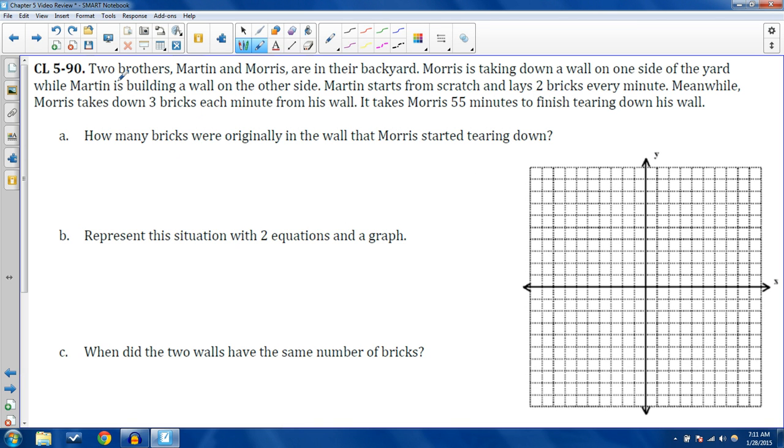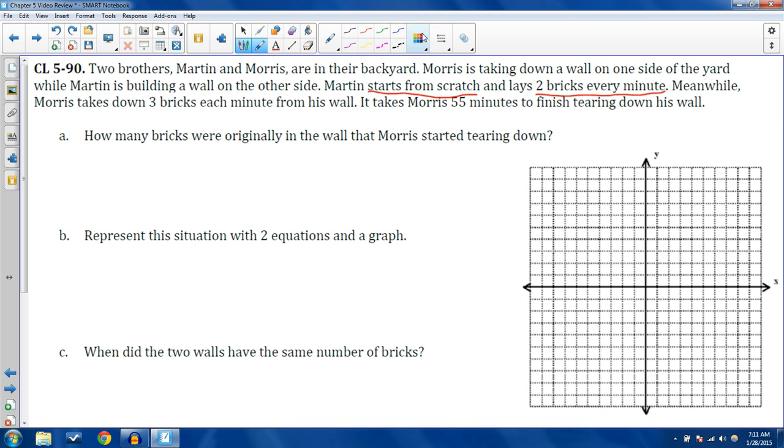All right, so let's get started here with number 90. We have two brothers, Martin and Morris. They are in their backyard. Morris is taking down a wall on one side of the yard while Martin is building a wall on the other side. Now, Martin, who is building the wall, starts from scratch. So starting from scratch means that he didn't have anything to start with. He had 0 bricks. And he lays 2 bricks every minute.